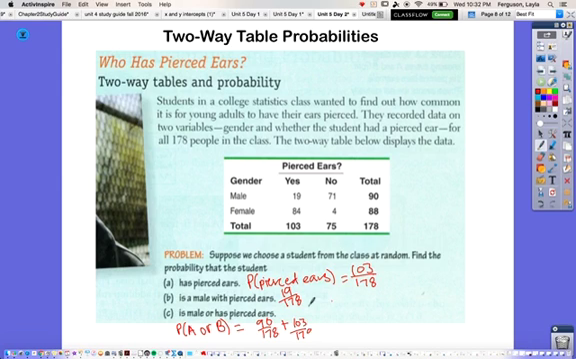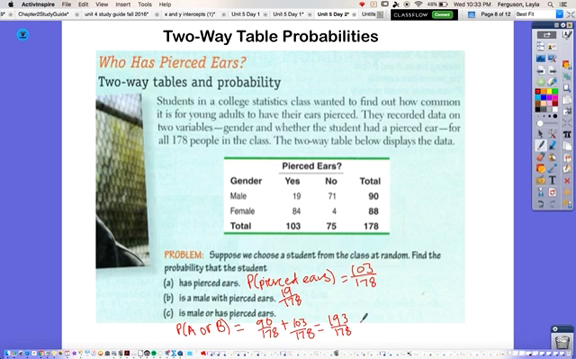Out of 178. When we add those together, that gives us 193 over 178. But that can't be true, because 193 is way bigger than 178, which would mean that this whole thing would be bigger than 1. The reason is that you double counted those males that had pierced ears, because you counted them in the total males, but you also counted them in the people that had their ears pierced.